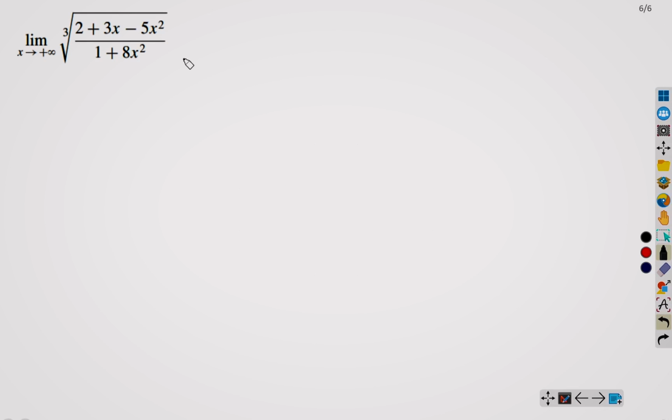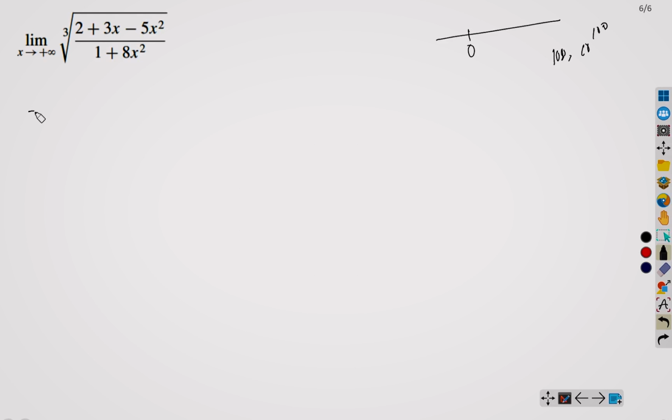Given this expression, we have to find its limit as x tends to plus infinity. That is, x is on the positive side. Plus infinity means a positive number like 100, or 10 to the power 100. So when x is increasing positively, infinitely, to a very large and larger value, what would be the limiting value of this expression? We have to determine that.